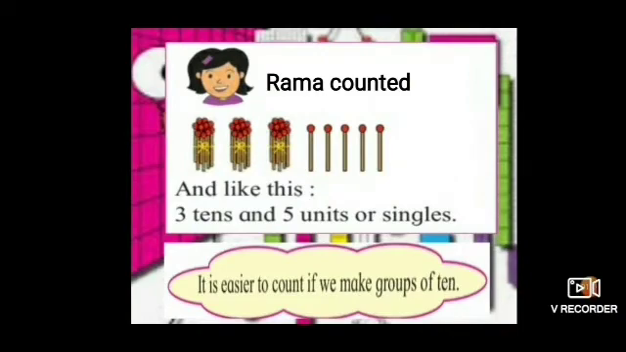Rama counted sticks in groups of 10 by making 3 bundles of sticks. 1, 2, 3. 3 tens and remaining sticks, that is units. So units are 1, 2, 3, 4, 5. Remaining sticks she added. That means 3 tens and 5 units. So 30 plus 5 is 35. It is easier to count if we make groups of 10.